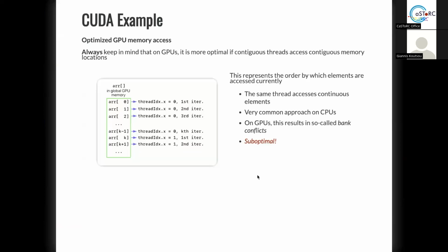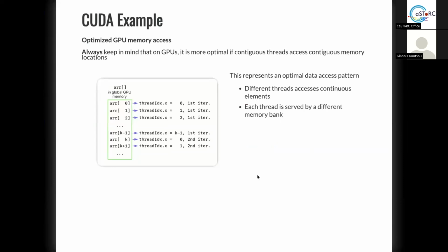Okay. This is suboptimal. The GPU is designed to do vector operations, right? And so what you want to do is exactly the transpose of this. You want the first thread to take the first element of the array, the second thread to take the second element of the array, the third thread to take the third element of the array, and so on until you exhaust your threads and then start over. Okay, so you want to transpose this.